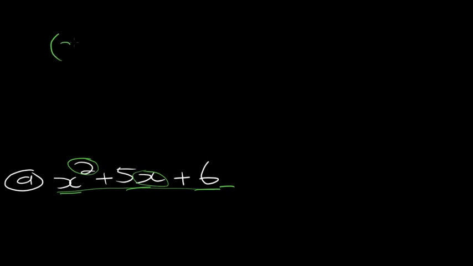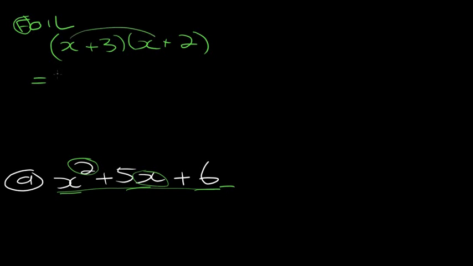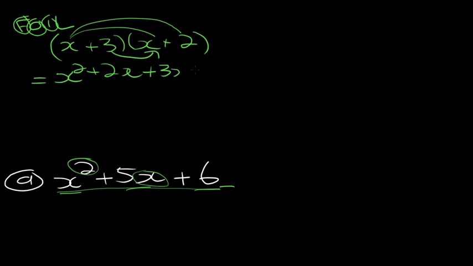Well, if you have x in the one bracket and x in the other bracket, and you have plus 3 and plus 2, and you multiply this out, you must remember FOIL. FOIL is first: you multiply the first ones. x times x is x squared. You multiply the outer ones, that's 2x, and then the inner ones, that's the plus 3x, and then the last ones, and 3 times 2 is plus 6.